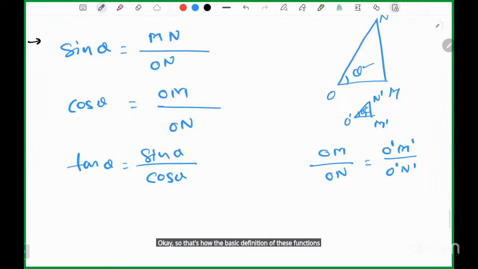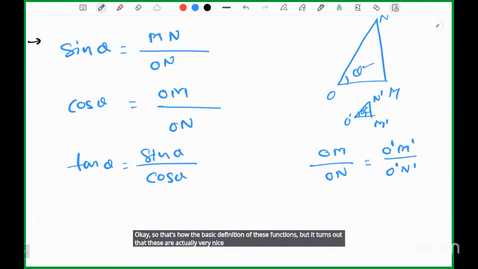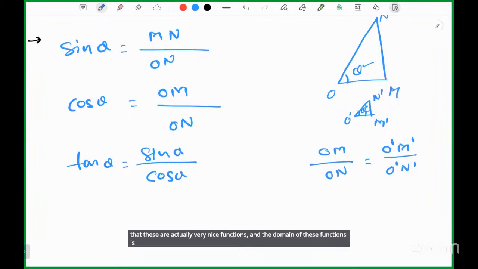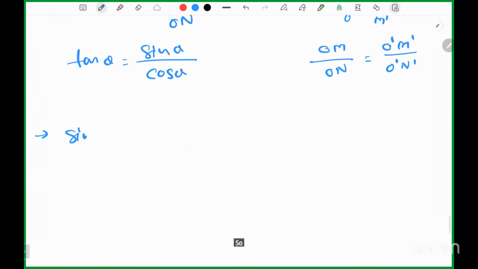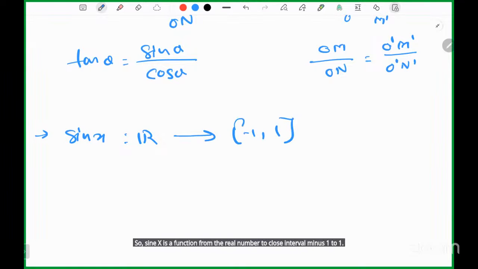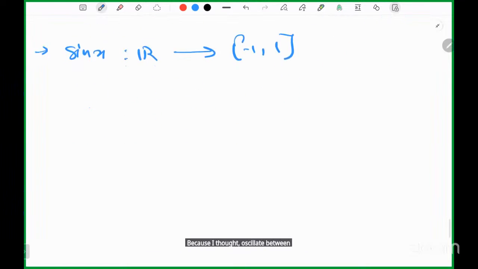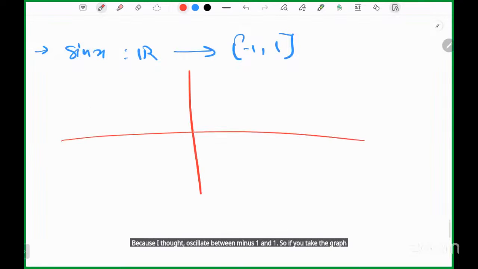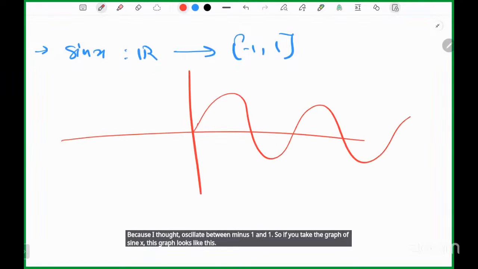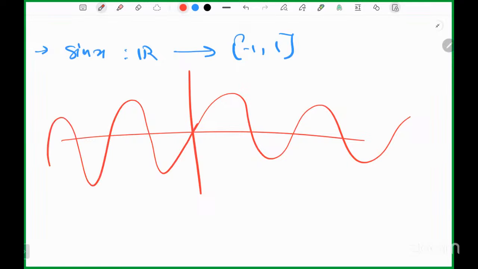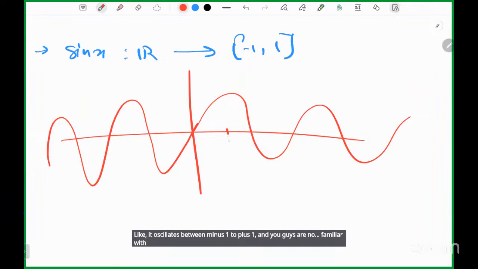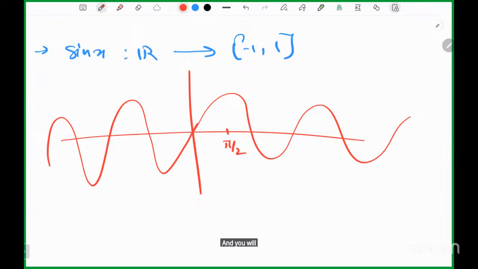But it turns out that these are very nice functions, and the domain of these functions is the whole real numbers. So sin x is a function from the real numbers to the closed interval -1 to 1, because it oscillates between -1 and 1. If you take the graph of sin x, it looks like this. You are familiar with the values: at pi by 2 you get the highest value, which is 1, and the lowest value at minus pi by 2, and so on. So this is sin x.